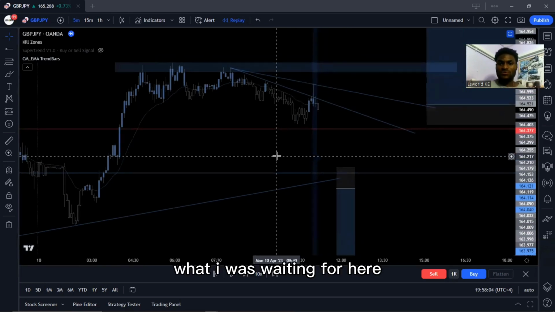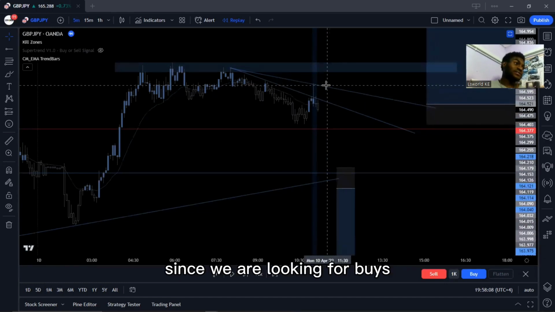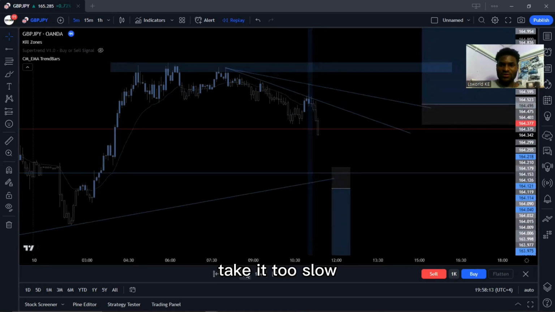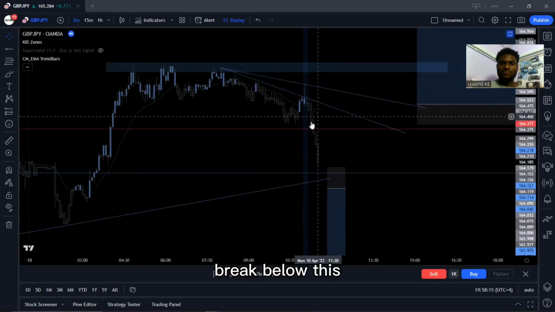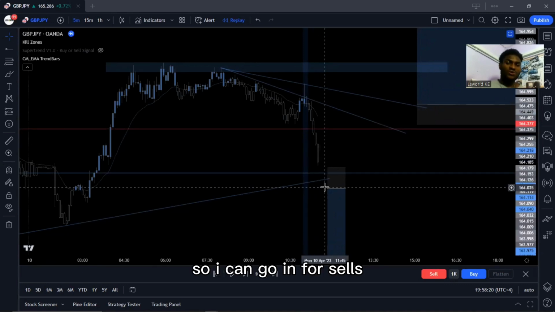And basically what I was waiting for here is for price to actually break out of this trend line, and then I can go in for the buy, since we are looking for buys. So if we should play this, let's take it slow. Okay, maybe price breaks below this. I was expecting price to break this trend line so I can go in for sells.